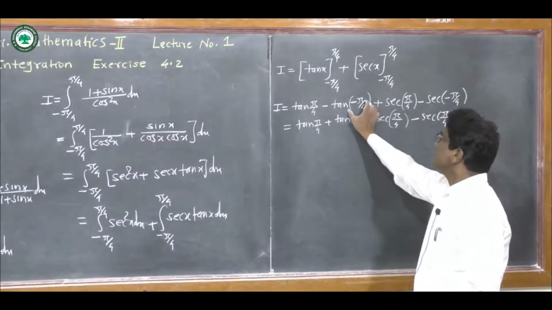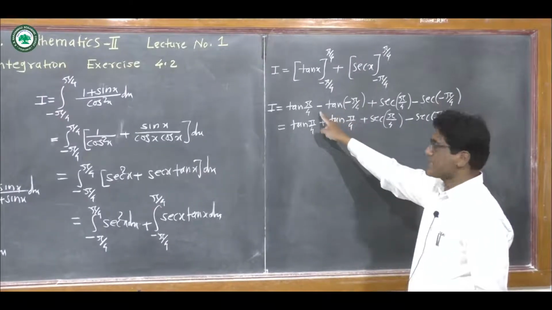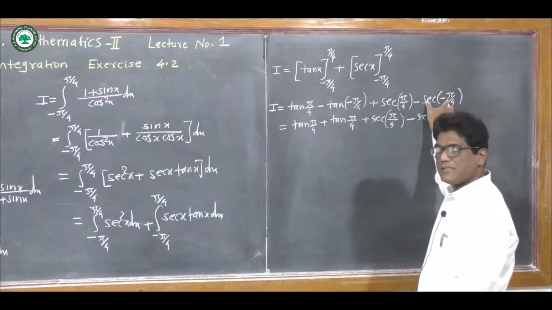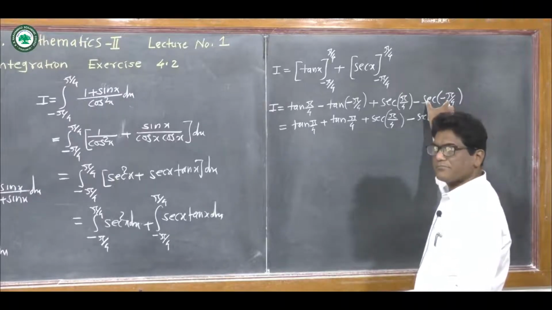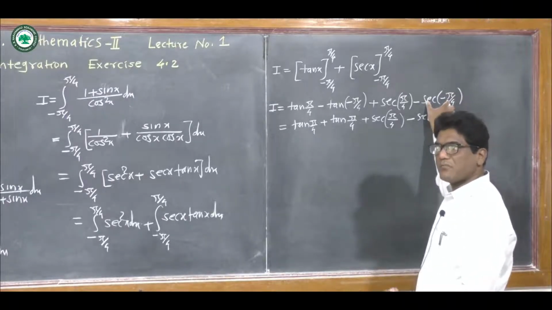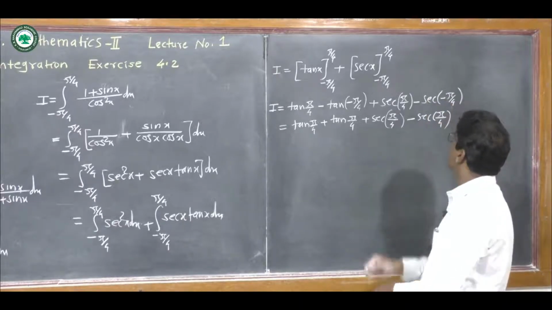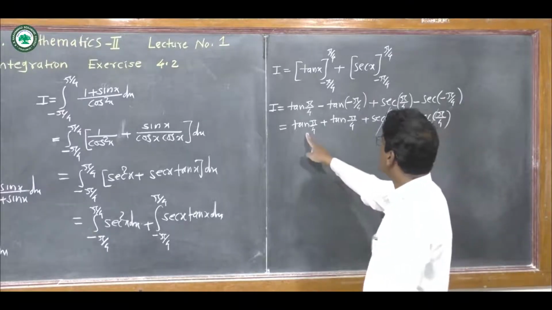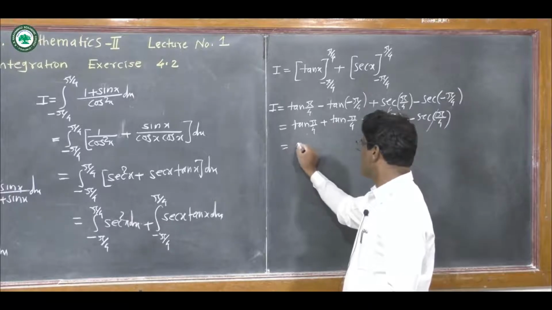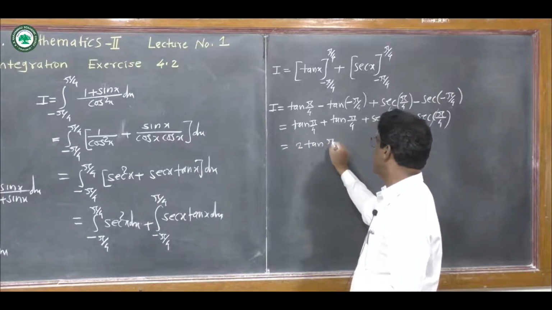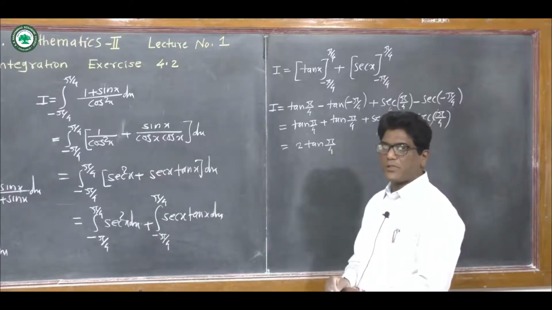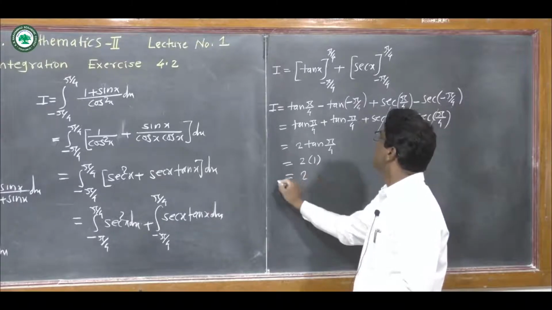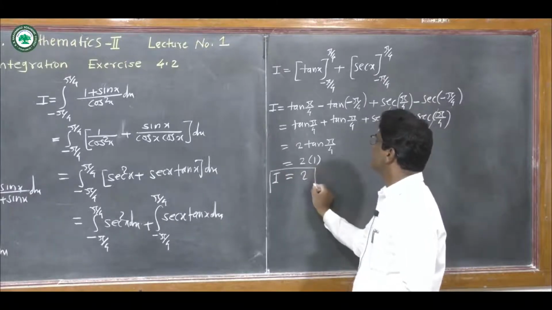See here, tan of minus theta is minus tan theta, here minus minus become plus, and here sec of minus theta is sec theta, because cos of minus theta is cos theta. So here it is sec of pi by 4. This minus sec of pi by 4 and plus sec of pi by 4 get cancelled, and now here tan of pi by 4 plus tan of pi by 4 is equal to 2 times tan of pi by 4. Get it? And tan of pi by 4, that is tan 45 degree, is 1. So here it is 2 into 1, and 2 into 1 is 2, so I is equal to 2. This is the final solution.